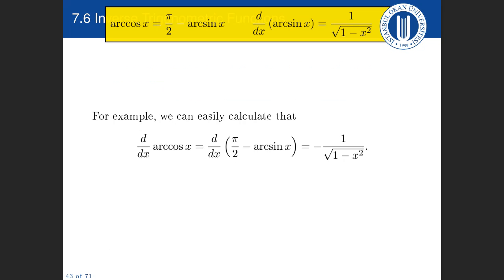So, for example, we can then easily calculate that the derivative of arccos x is the same as the derivative of pi over 2 minus arcsine x. We know the derivative of arcsine x is in the yellow box at the top. So this is just minus 1 over the square root of 1 minus x squared.